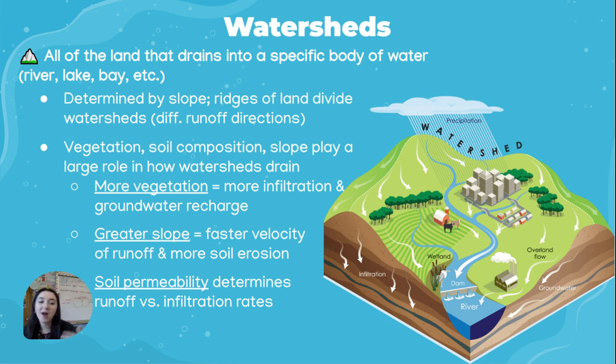The greater the slope, the faster the velocity of runoff, and that also causes more soil erosion, which is the degrading of soil over time. If you do have vegetation, again, plant roots anchor soil into the ground and into each other. But if you have a bigger slope, water is going to rush down faster. That's something you guys should remember from physics.